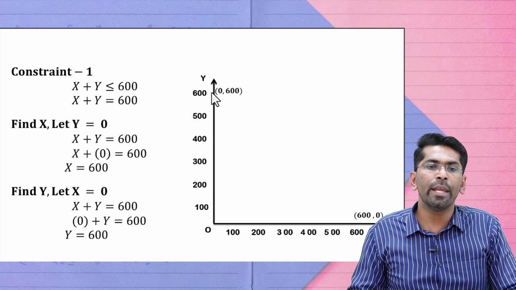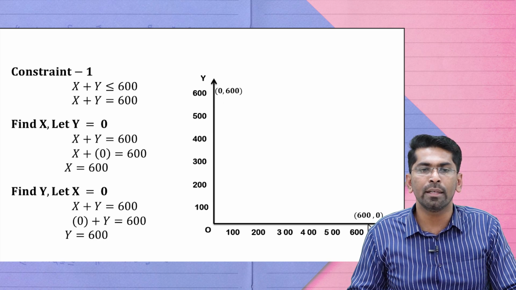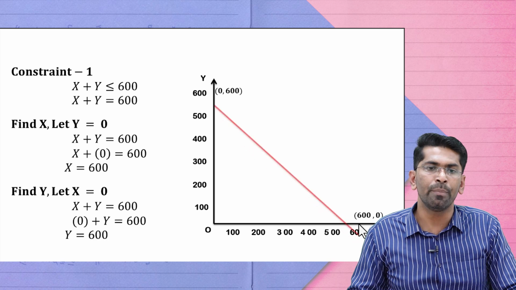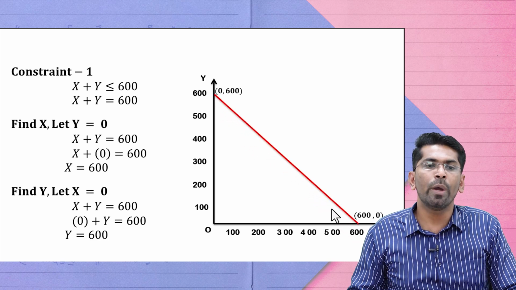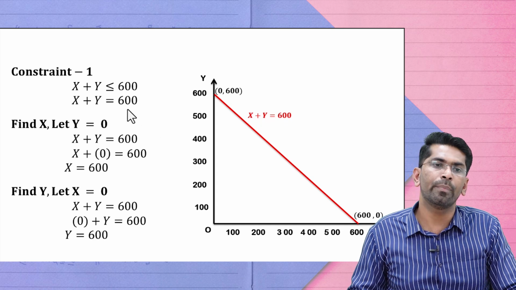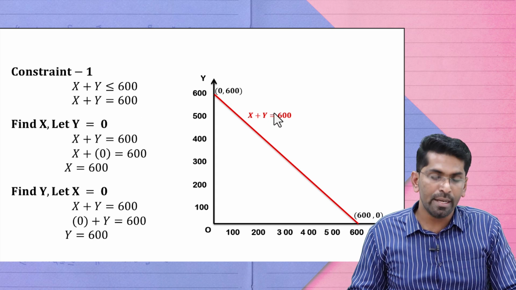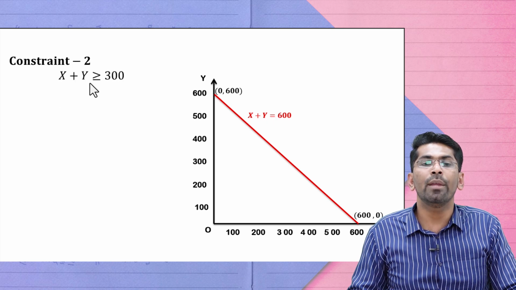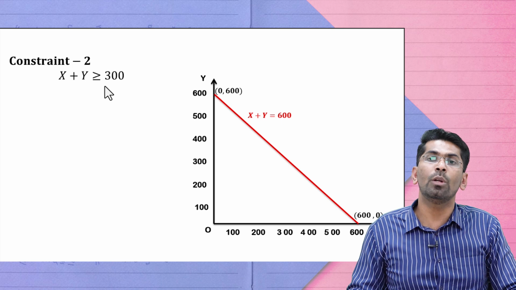So I am going to join these 2 points, that is 600 on the y-axis and 600 on the x-axis. So I am going to draw the line, that is the red line, which shows the first constraint, that is x plus y is equal to 600. After graphing the first line, the next one we are going to consider is the second constraint. The second constraint was x plus y, which is greater than or equal to 300.